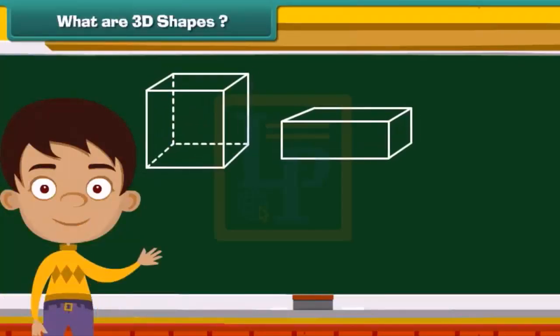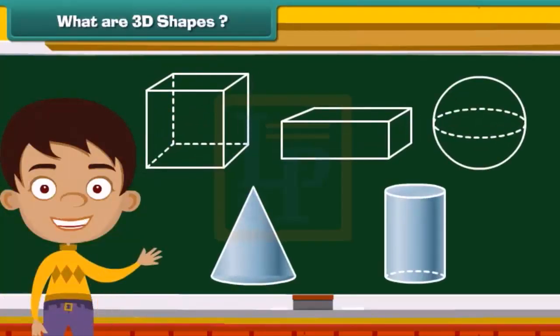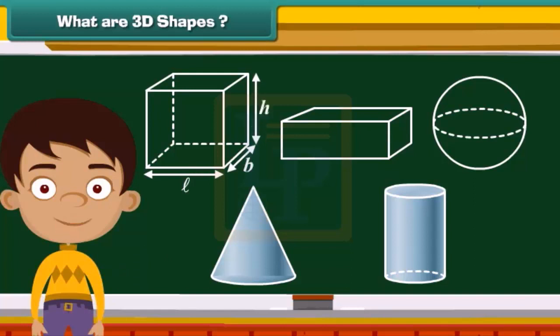Hey, look at these shapes. What did you notice? These shapes have three dimensions: length, width, and height. Therefore, we call these shapes three-dimensional shapes. All the three-dimensional shapes are solids.